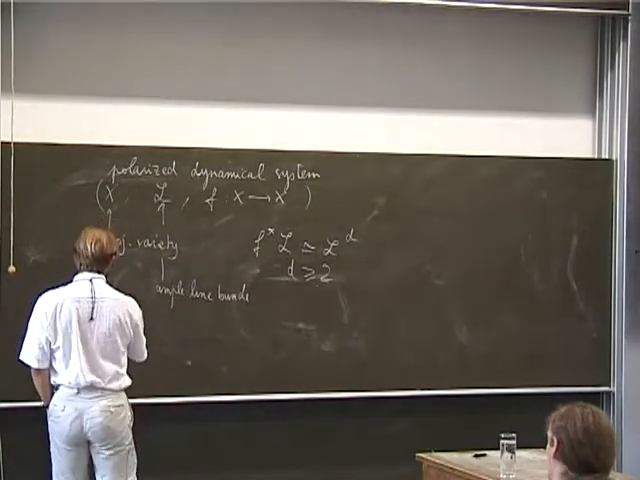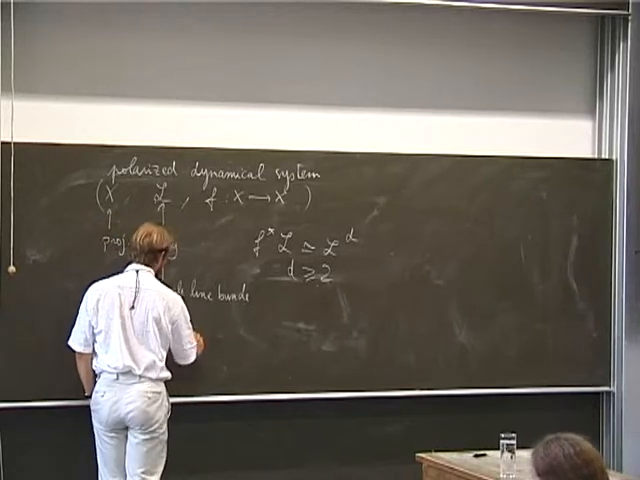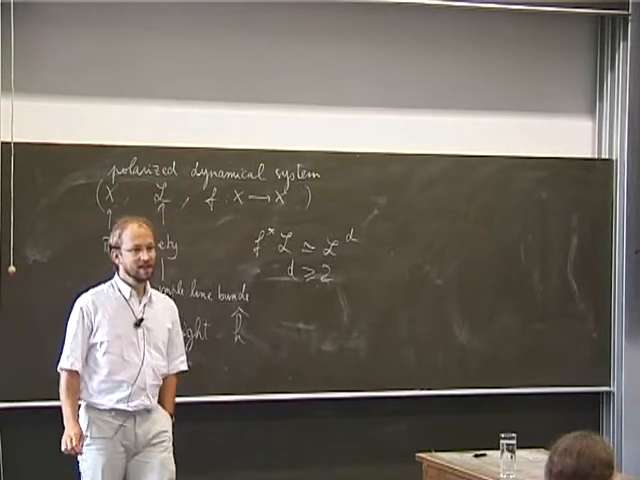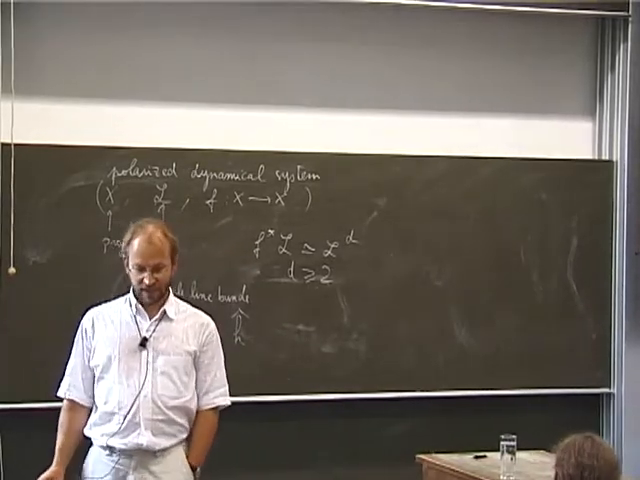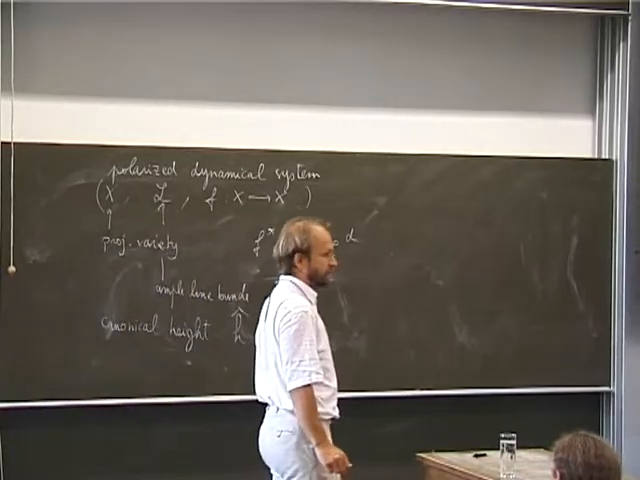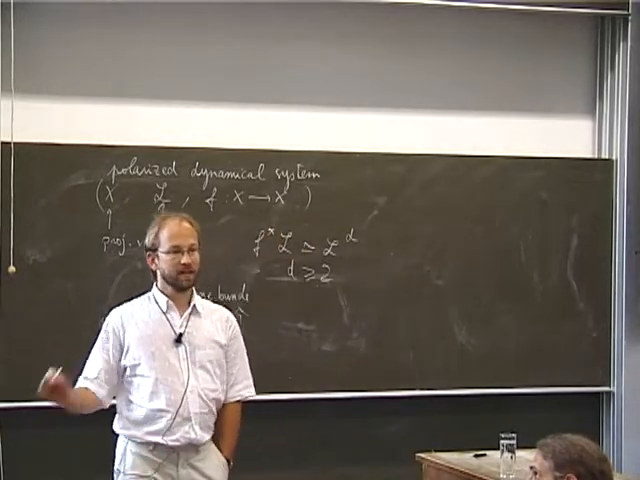And I had defined a canonical height h hat, which has the virtue of being non-negative and of detecting pre-periodic points. That is, the pre-periodic points are exactly the points of canonical height zero.